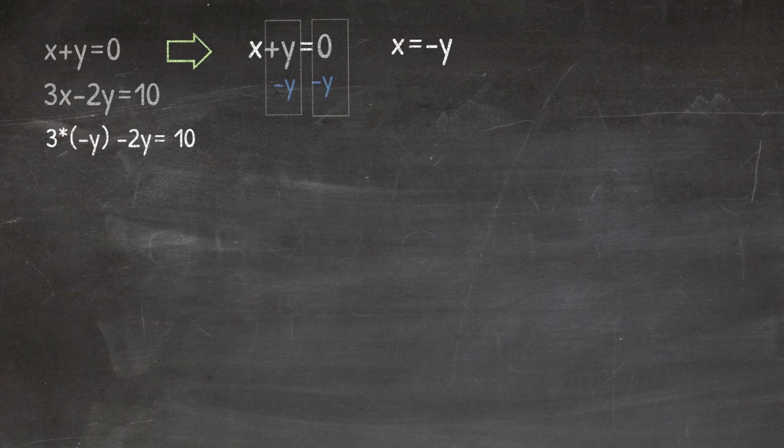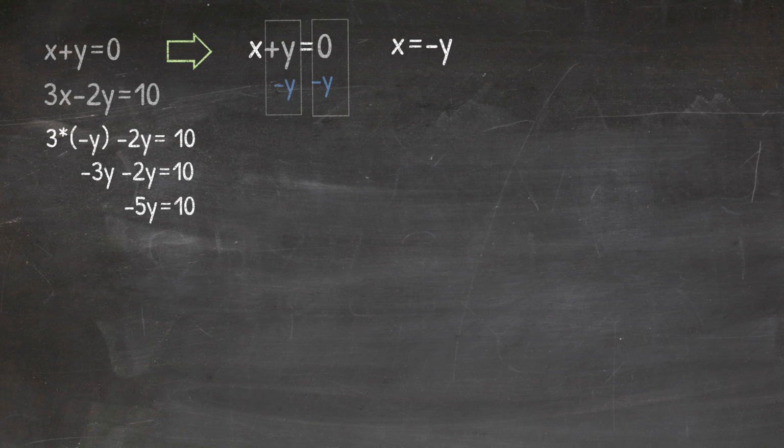As a result, we get that 3 times minus y minus 2y equals 10. At this point, we go through straight multiplication and get that minus 3y minus 2y equals 10, which means that minus 5y equals 10. So let's pause for a moment and think of how we would isolate the y.